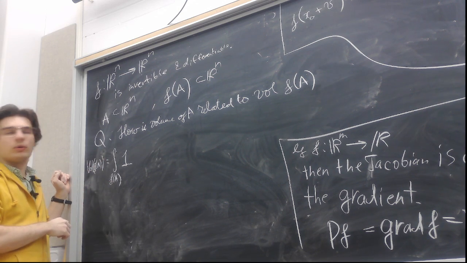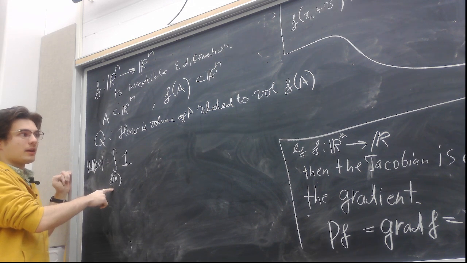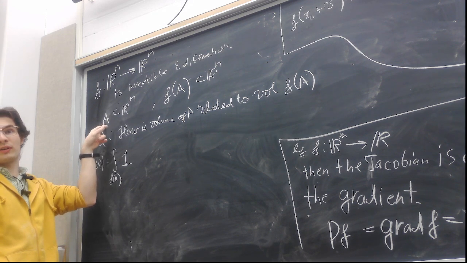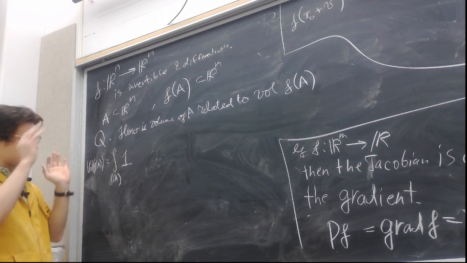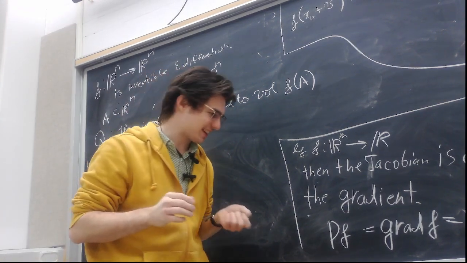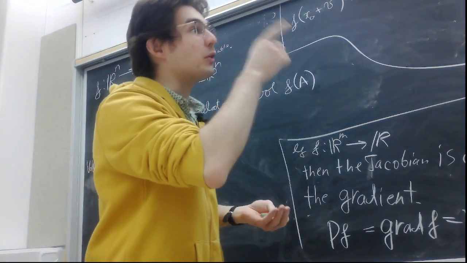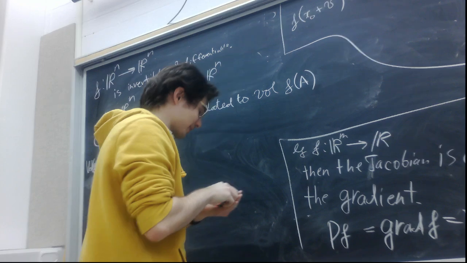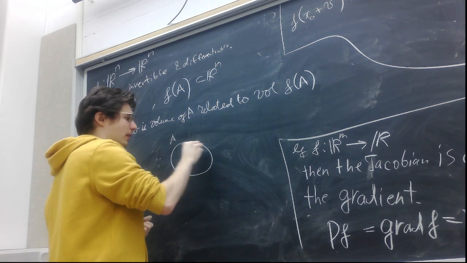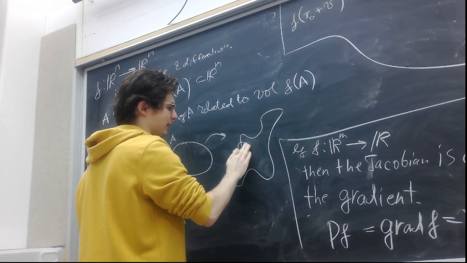We want to find the volume of f of A, but A would have nicer coordinates, so we want to relate the two. Once again, I'm going to draw the same drawing I've drawn 100 times today, but this is going to be a little different this time. This is A, and then this gets deformed into something weird, f of A.